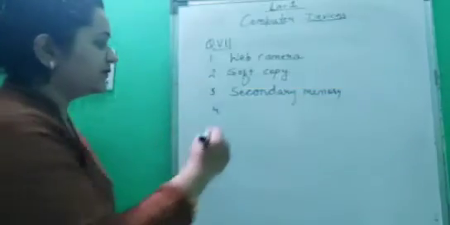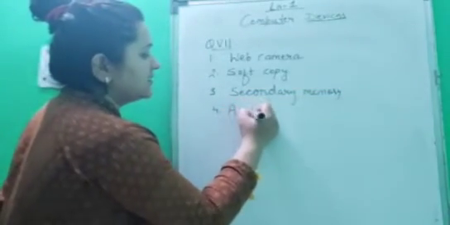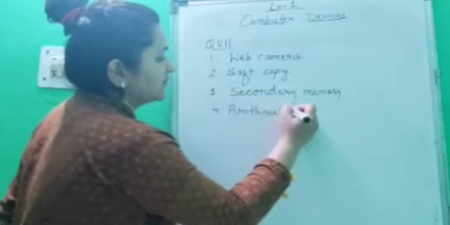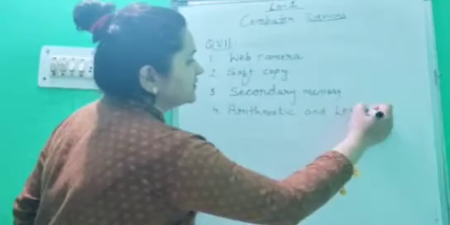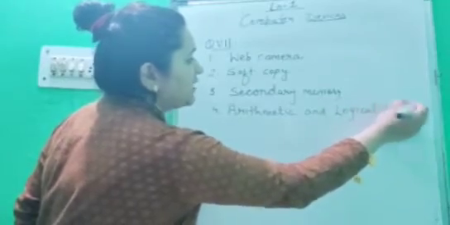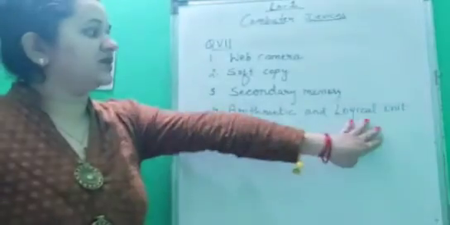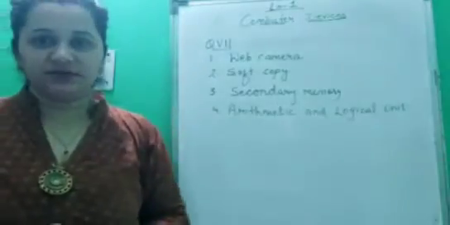Now fourth one, ALU stands for arithmetic and logical unit. A stands for arithmetic, L stands for logical, and U stands for unit.